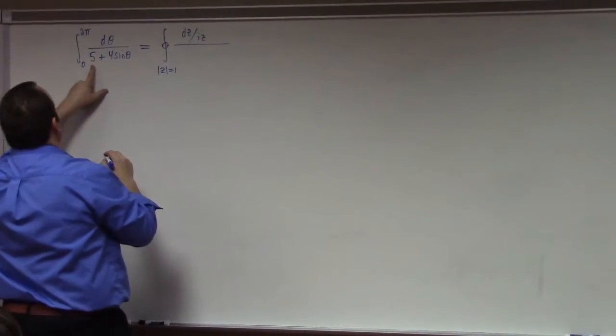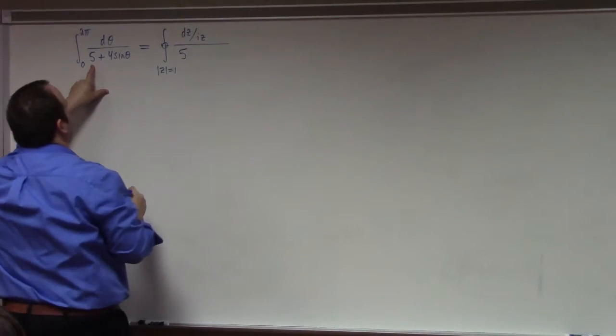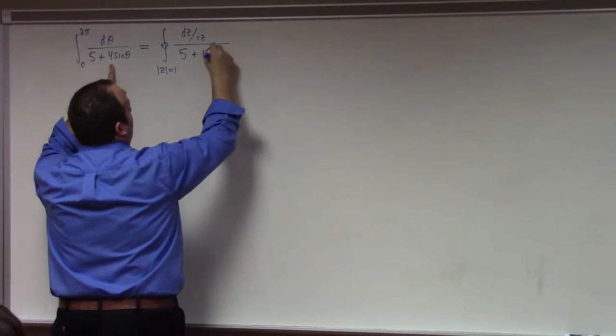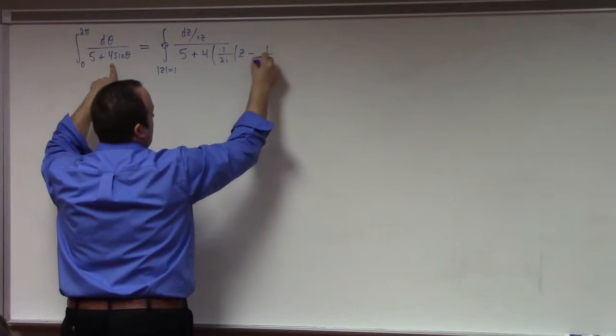One thing down. 5. What is 5 in terms of theta or z? I think it's still 5. Okay, so there we go. 4, that transforms easy enough. 4. And then sine theta is 1 over 2i times z minus 1 over z.